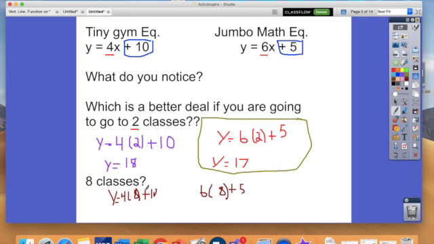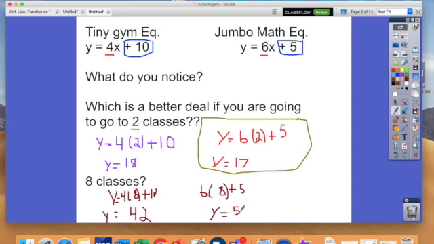Okay, now you're going to see a pretty big difference here because 4 times 8 would be 32. 32 plus 10 is 42. So it costs me $42 if I go to Jumbo Gym and I go to 8 classes, 2 classes a week. If I go to TinyGym, 6 times 8 is 48. Okay, and 48 plus 5 is 53.